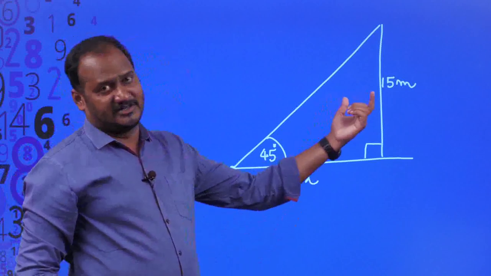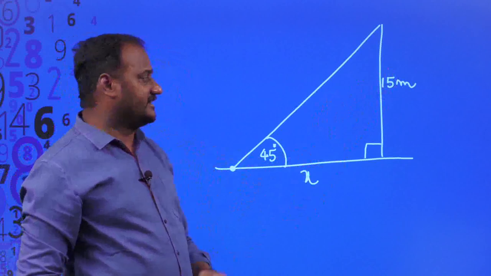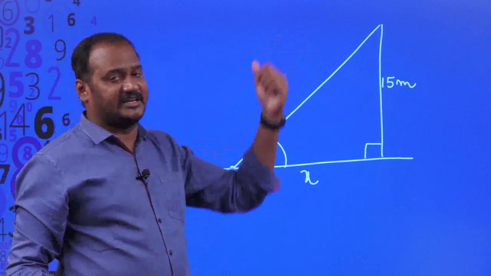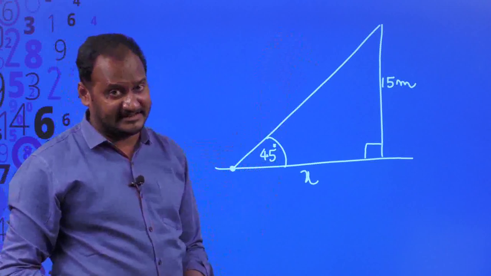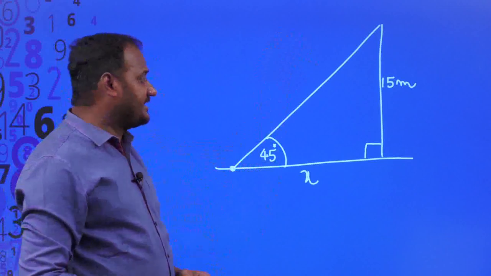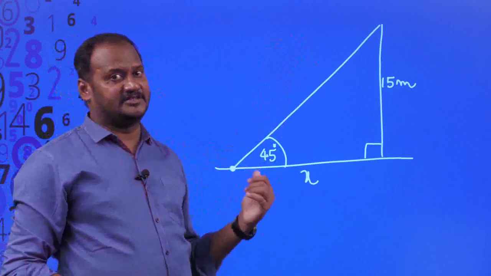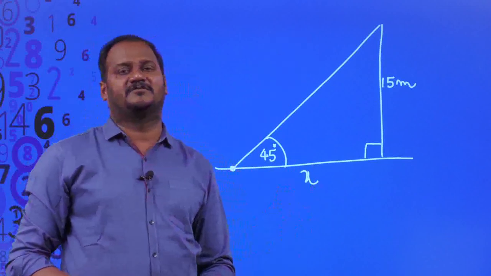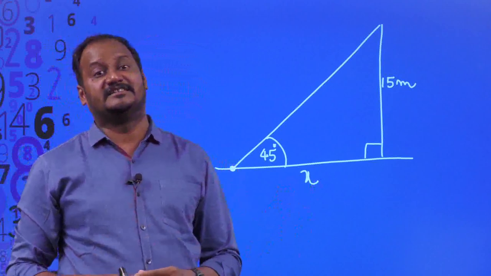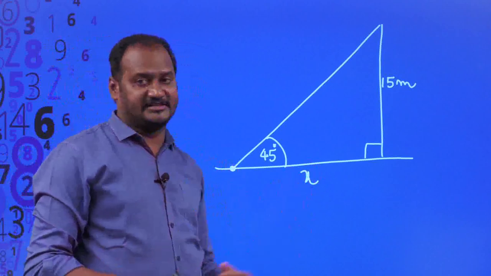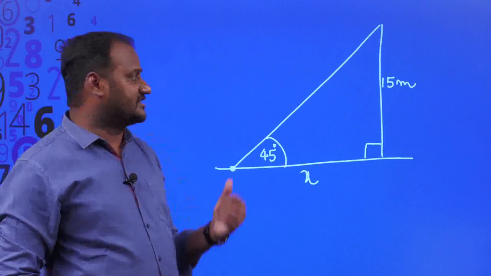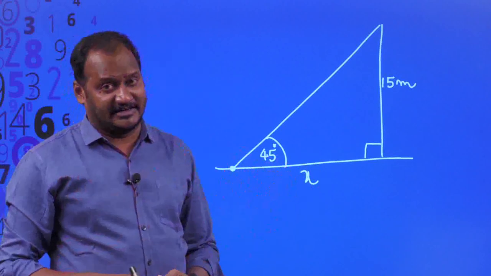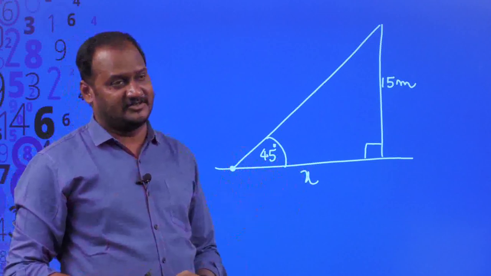There is a telephone tower whose height is equal to 15 meters and there is a person standing at some distance and he is observing the top of the telephone tower at an angle of 45 degrees. Then, what is the horizontal distance between the person and the telephone tower? This is what we want. See, in general, with the help of geometrical concepts, it is not useful to find out the horizontal distance. But if you think about this question with trigonometric knowledge, then easily you can figure it out. You know how it is?